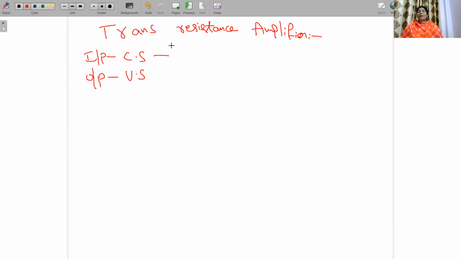Transresistance amplifier. Here, in the transresistance amplifier, the input is current source and the output is voltage source. Current source means we have to use a Norton equivalent model. Here we have to represent the Thevenin equivalent model.